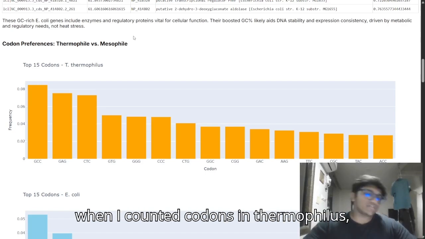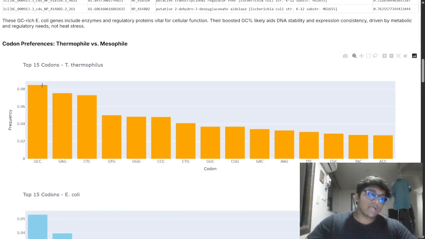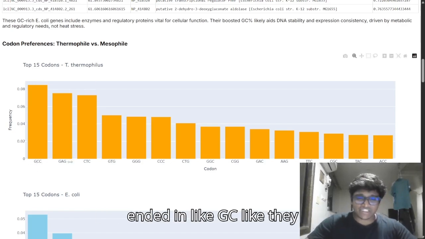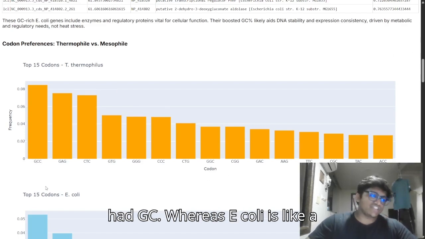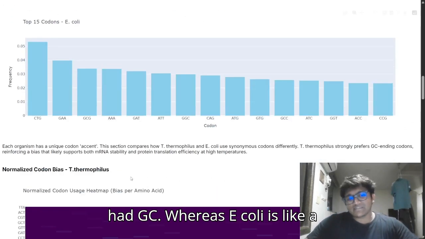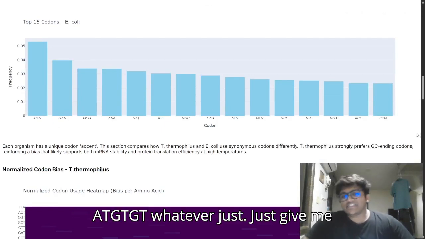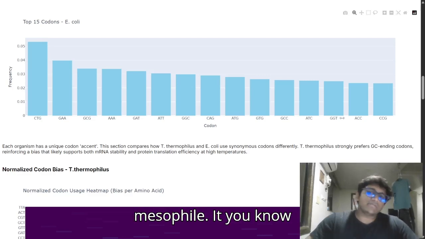So when I counted codons in Thermophilus, it relied heavily on the codons that ended in GC. Whereas E. coli is like a chill guy, he doesn't care. Like GC, AT, GT, whatever. Just give me codons, man. I'll have it because it is a mesophile.